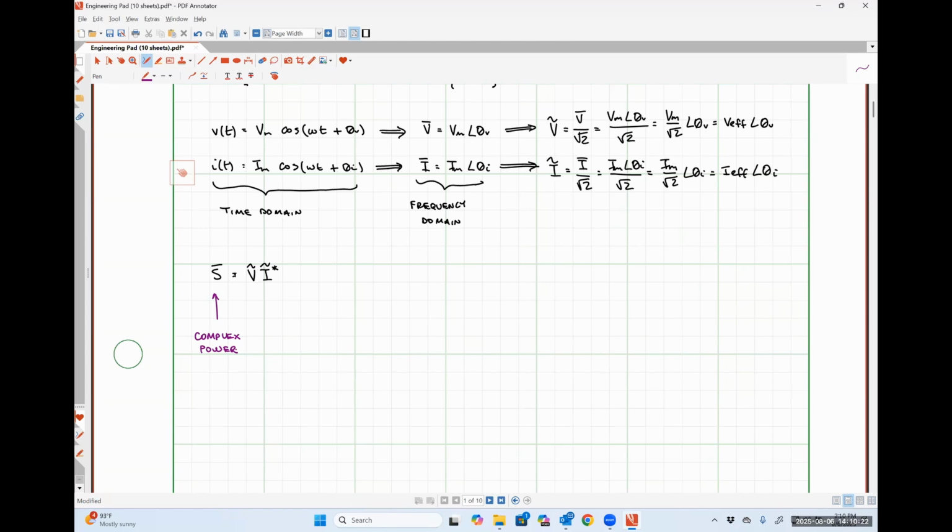Okay. So before we break this down into its rectangular and polar form parts, I'm going to ask you guys a question here, and it is 100% a trick question. What do you think the units of complex power should be?